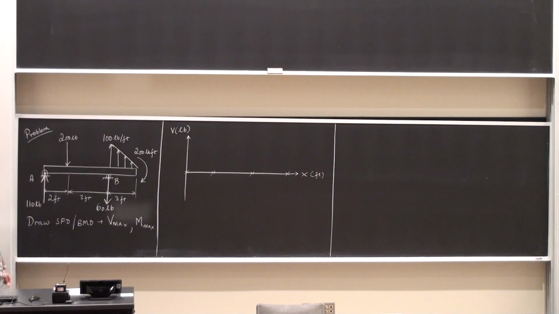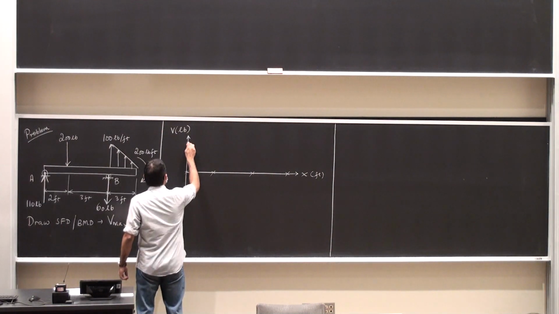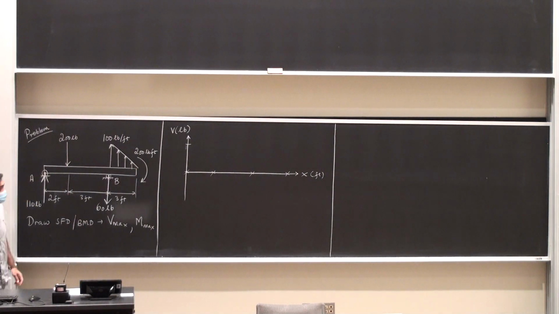Help me out here. At A, what should the shear force diagram be doing? It should be pointing vertically up because there is an upward concentrated force acting here. Okay, so this is going to be pointing up. It's going to stop at the magnitude of 110 pounds.